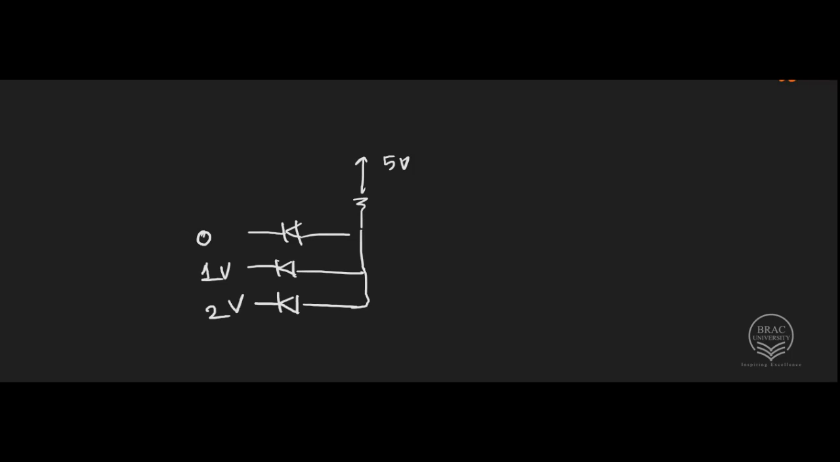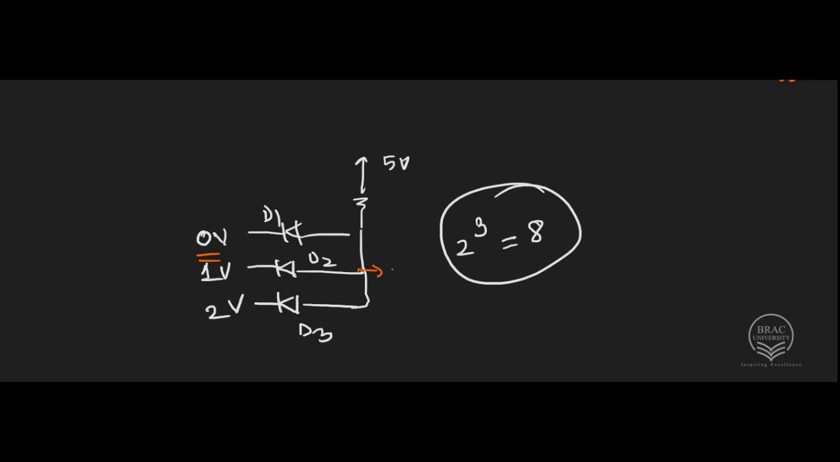Now if there are more than 2 diodes, for example, the circuit would have been something like this, say 3 diodes with values, for example, 0 volt, 1 volt, 2 volt. In this case, as there are 3 diodes, there can be 2 to the power 3, 8 possible combinations. But since among these 3 values, 0 is the minimum value, output will be 0 volt.